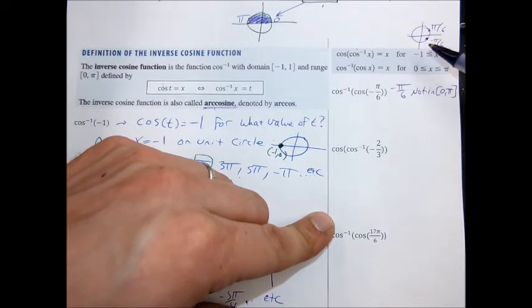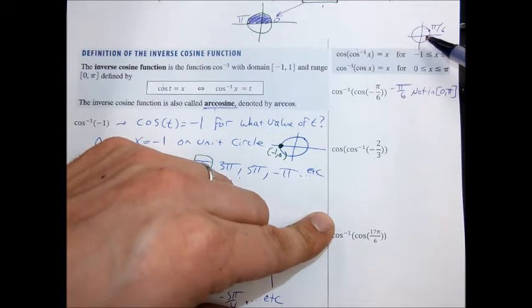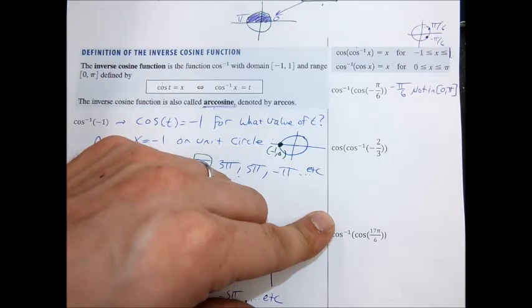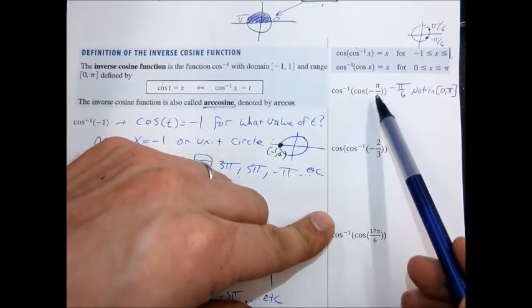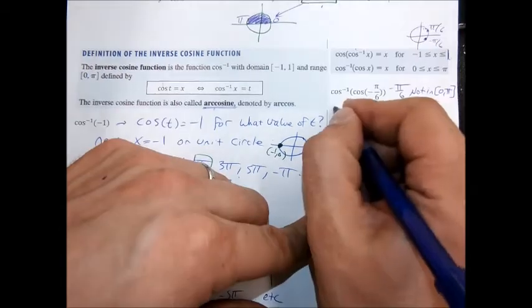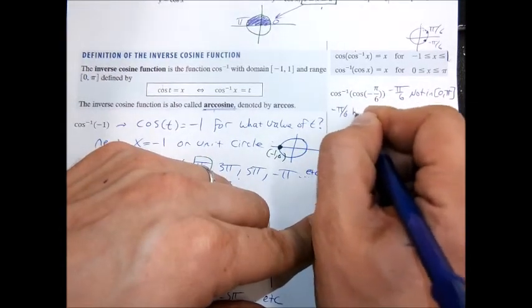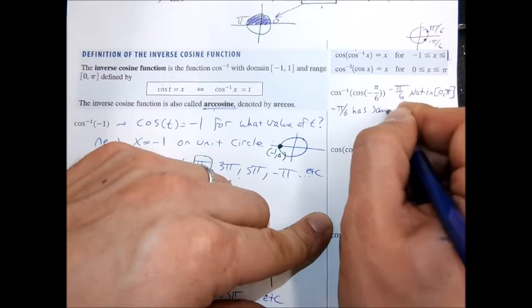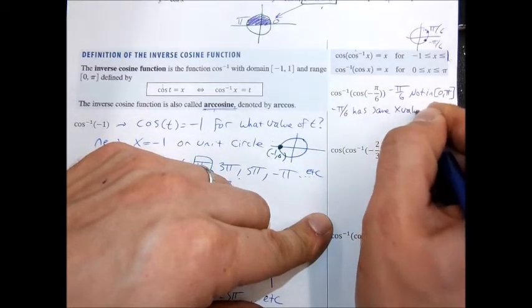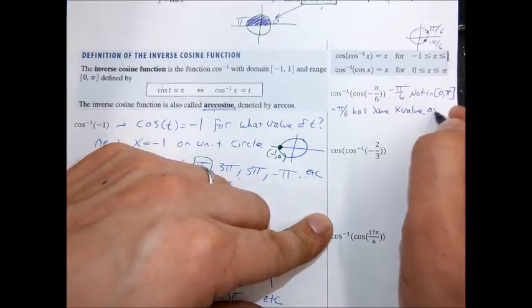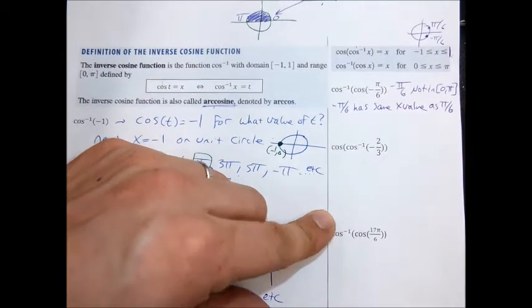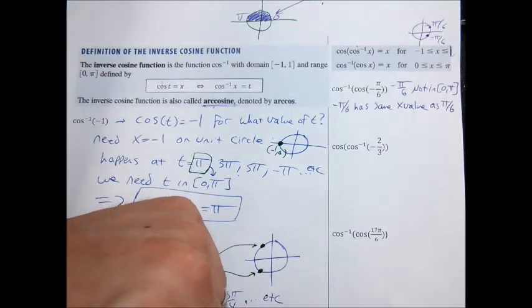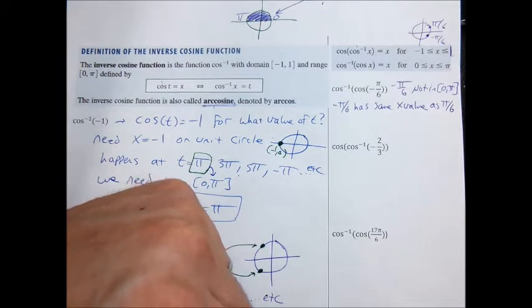And if you look at your unit circle, you can just verify that, right? Those two both have the same x value. And so this is the same thing as pi over 6. And so let me write that down. Minus pi over 6 has the same x value as positive pi over 6. And so let's just replace minus pi over 6 with positive pi over 6.